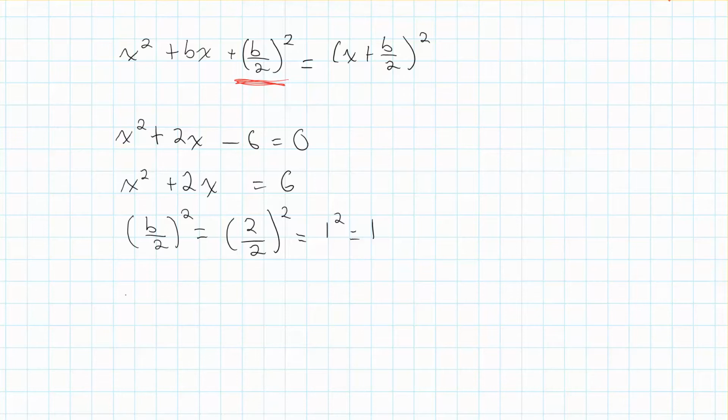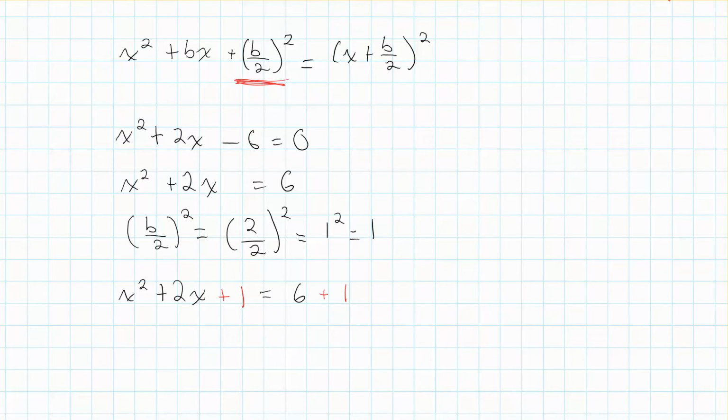So what I'm going to have here is x squared plus 2x plus 1, and then this is going to equal, well, 6, but since I added 1 to the left-hand side, properties of equation says I need to do the exact same thing to the right-hand side, so I'm also going to have a plus 1 over here. Now, how does that help us?